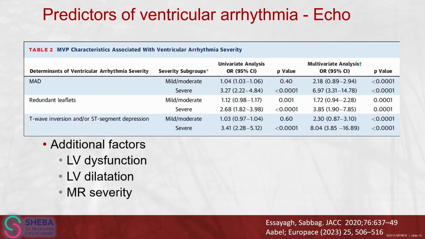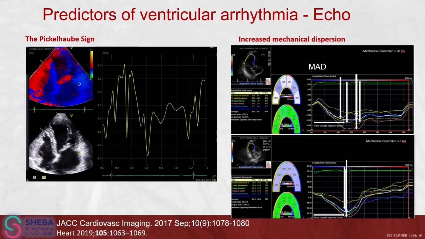Echo is obviously extremely important. The presence of mitral annular disjunction and severe myxomatous changes are both very strongly and independently associated with ventricular arrhythmia, as is left ventricular dysfunction, LV dilatation, and MR. The presence of MVP and mitral annular disjunction distort the function of the myocardium, mainly the basal part, and we can demonstrate that by using tissue Doppler, measuring this sharp spike on the lateral annulus, and it's called the Pickelhaube sign. If you use speckle tracking, we can see dysynchronous activity.